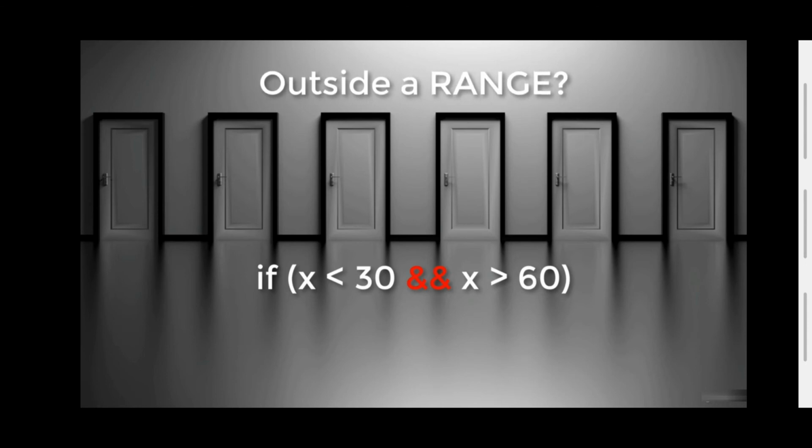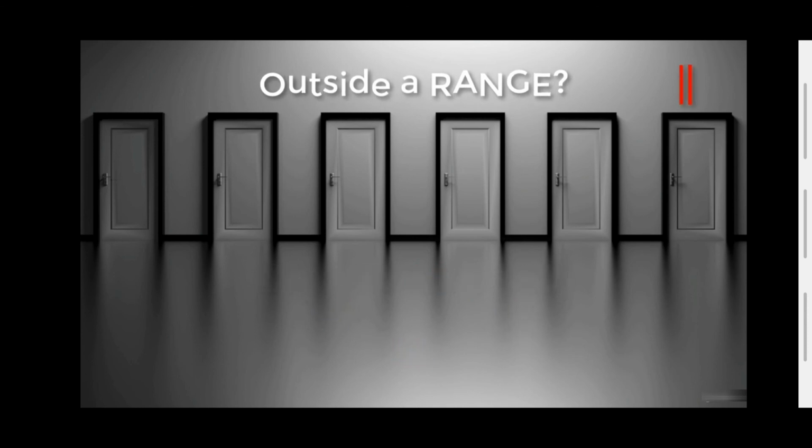So let us take the value of 20. 20 is outside the range of 30 to 60. Can 20 be less than 30? Yes. Can 20 also be more than 60 at the same time? Definitely not. So it's clear that we cannot use the AND operator again to check for values outside of a range. We can use it to check values for inside a specific range. So we must use the OR operator.